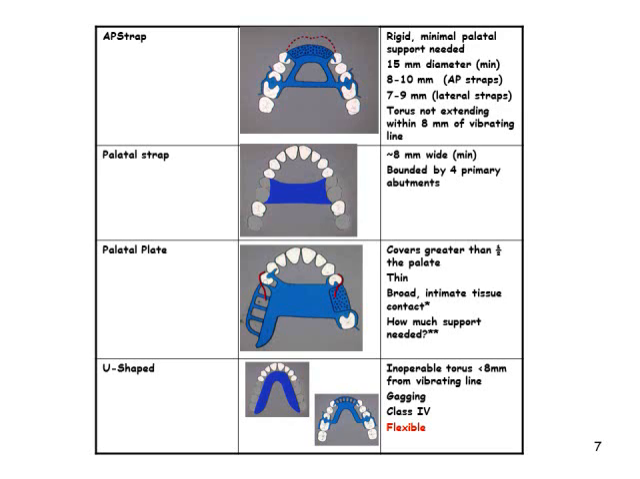The posterior border of the posterior palatal strap is located at, or anterior to, the vibrating line and crosses at right angles to the midline. It extends to the hamular notch area on the distal extension side. It has an anatomic replica or matte surface.